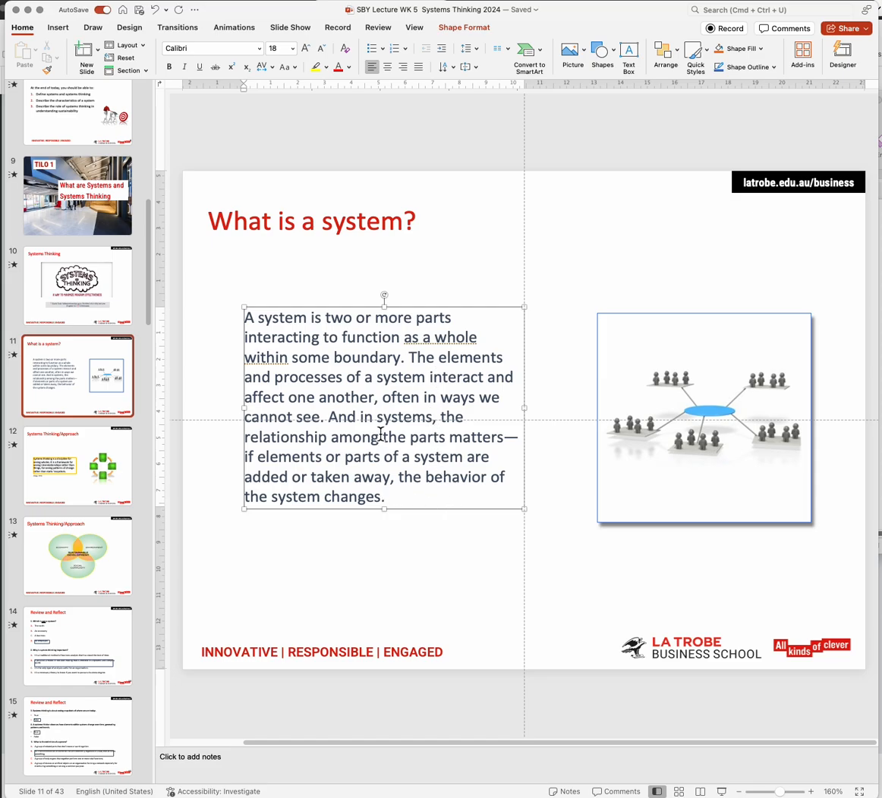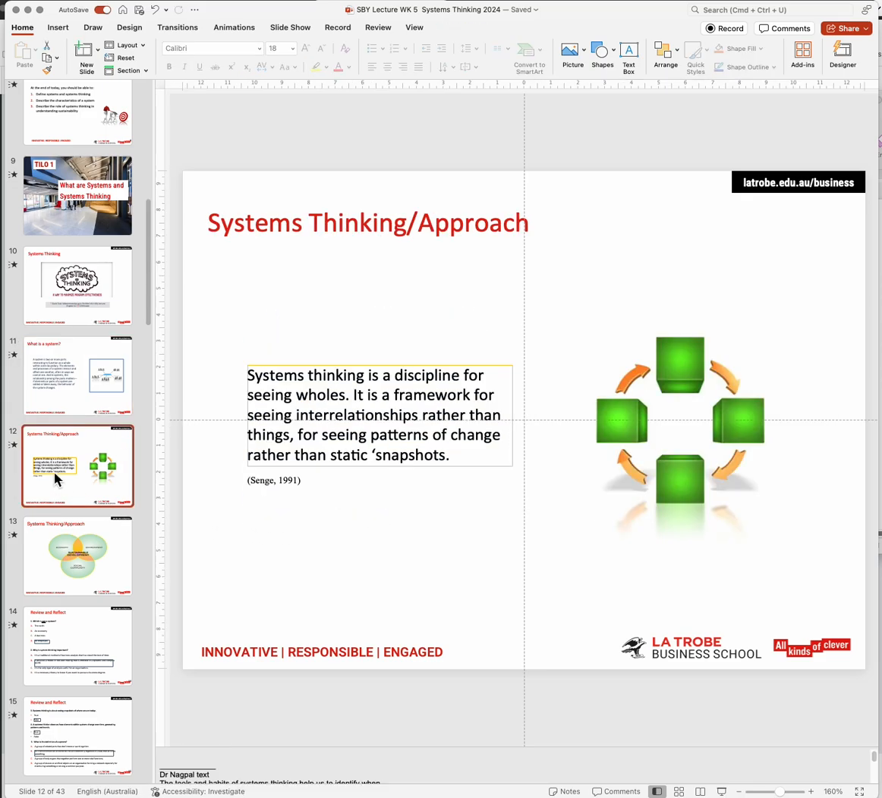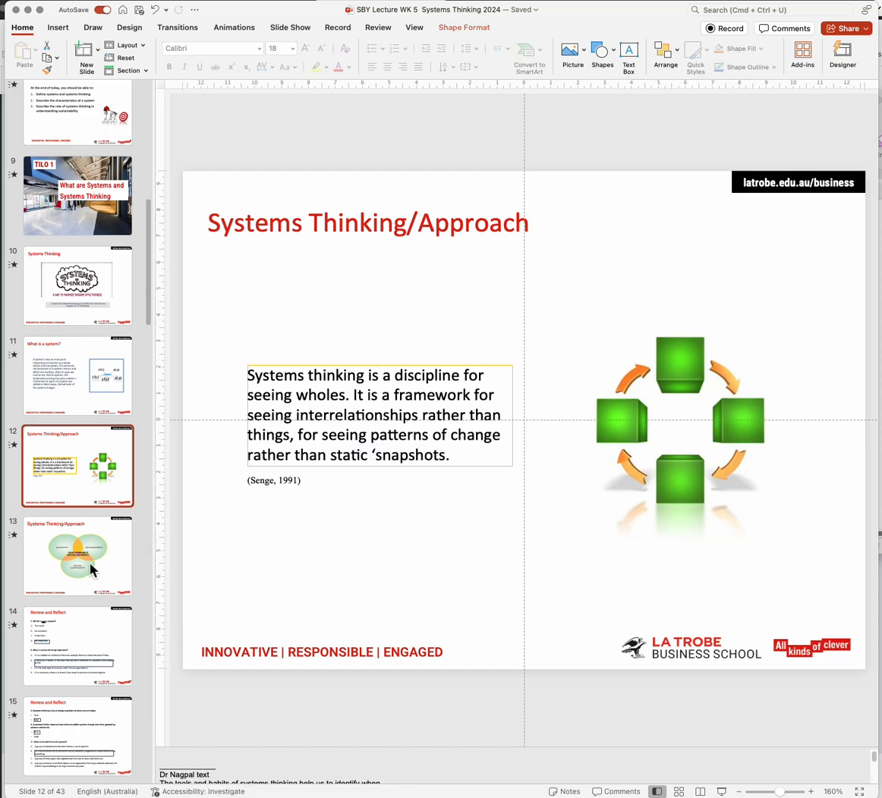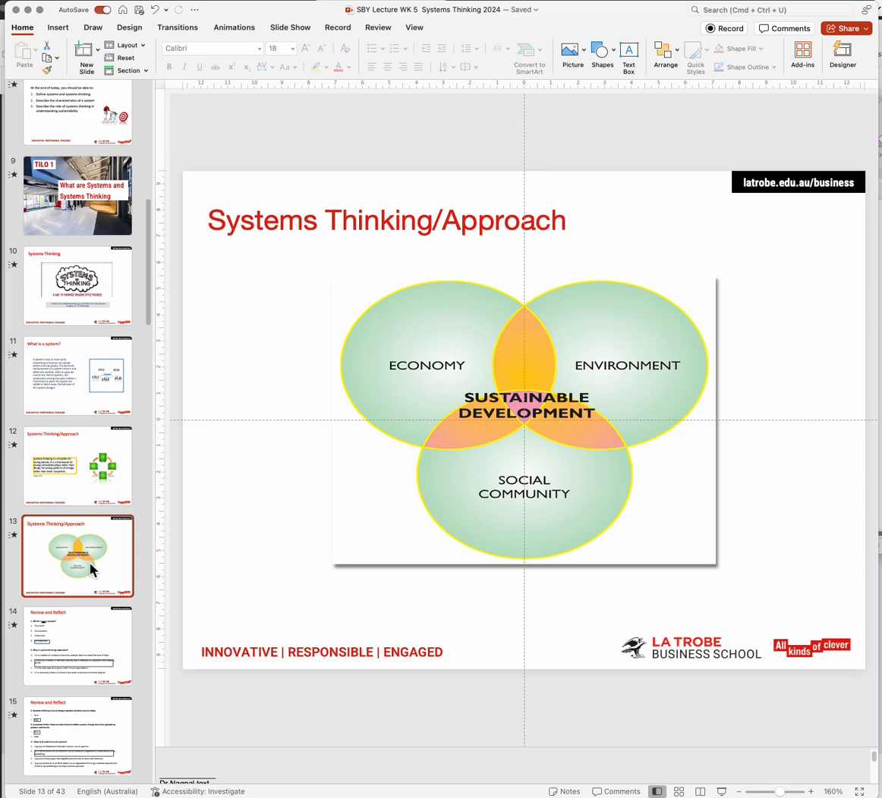And then I think when we get down here, it states it pretty well: in systems, the relationship among the parts matters. If elements or parts of a system are added or taken away, the behavior of the system changes. So we're not talking about static snapshots. We're not talking about things that will stay the same forever. We're talking about things that evolve. And of course, the study of sustainability is a system in itself.